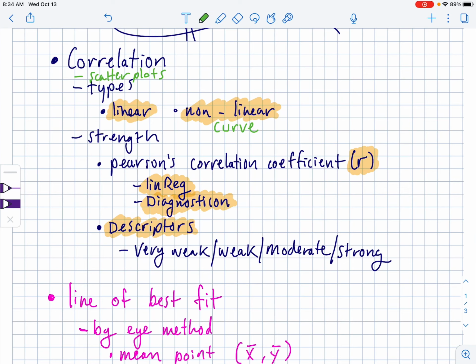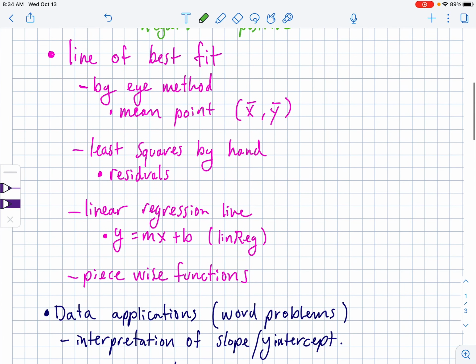Be ready to use descriptors for correlation, such as very weak, weak, moderate, and strong. Remember that there's cutoffs for those with the r values. I think it's like 0.25, 0.5, 0.75, and 1.0. Also, I guess another descriptor we could add in there is that sometimes, if it's a negative r value, you could say it's negative. The negative positive is kind of interesting with correlation because it tells you whether or not, as one increases, the other one increases or decreases.